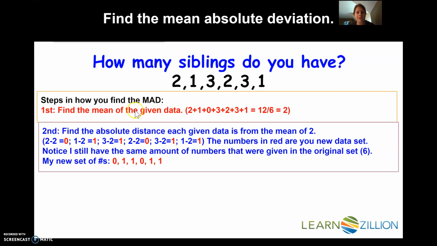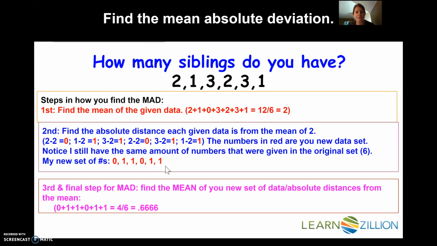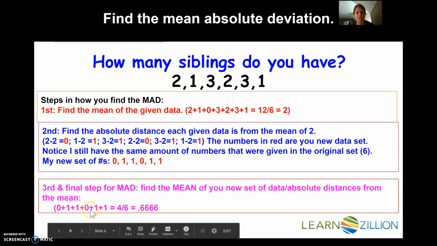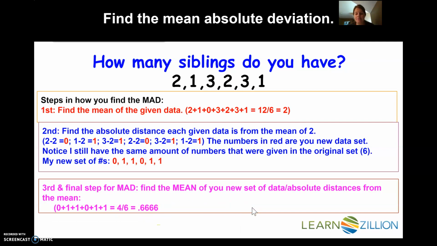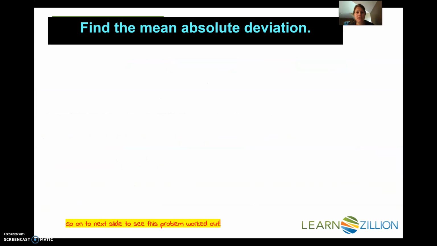So first step, we found the mean. Second step, we found the distance each of the data set was from the mean. So now we've got 6 new numbers. Third and final step, we're going to find the mean of these distances. So here's my steps. I added them together. I got 4 divided by 6. So 0.6 repeating is my MAD. So MAD is 2/3 or 0.6 repeating.